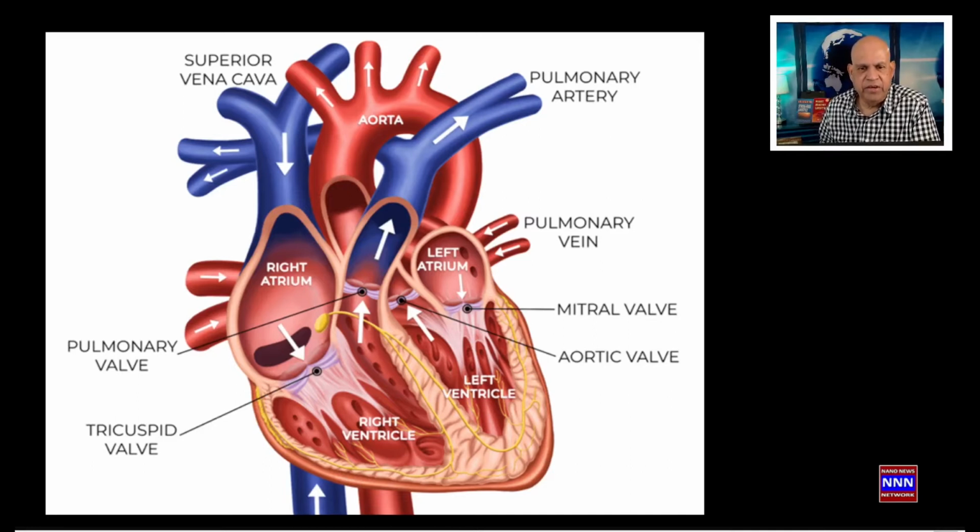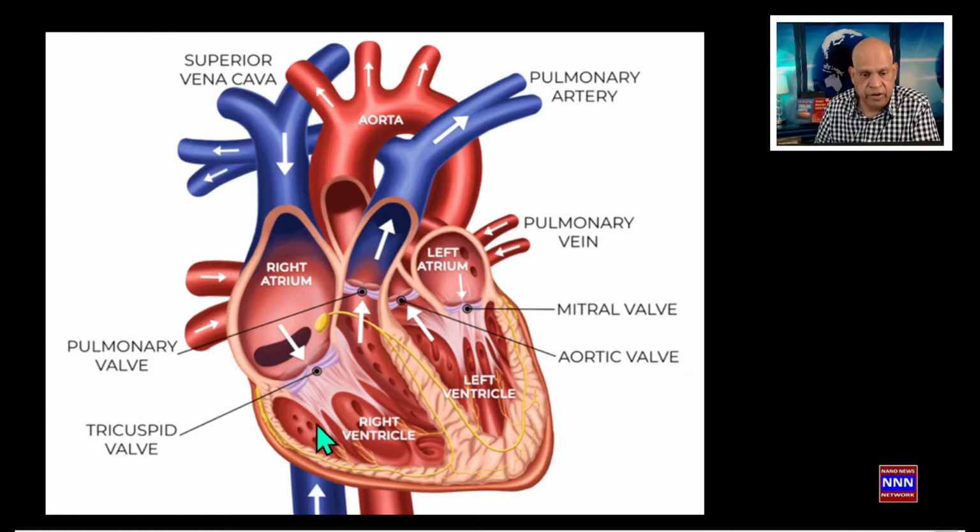In this presentation, I am going to explain to you how blood circulates in the heart. Before we understand how blood circulates in the heart, let us study the anatomy of the heart. The heart is made up of two upper chambers known as the atria, the right atrium and the left atrium. We have the ventricles, the right ventricle and the left ventricle.